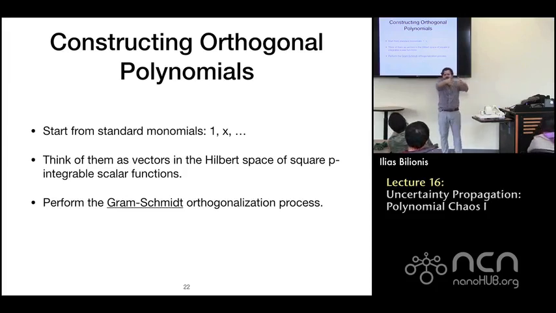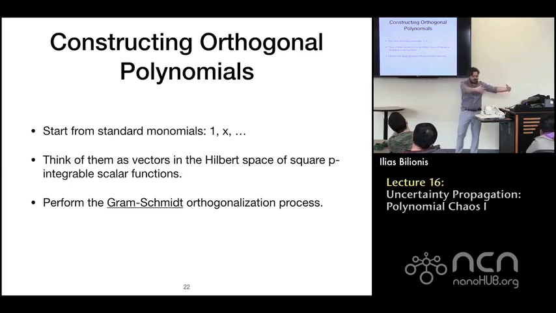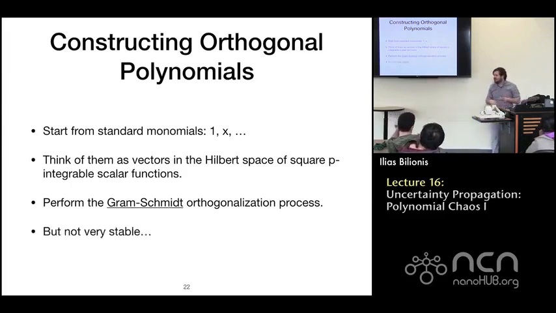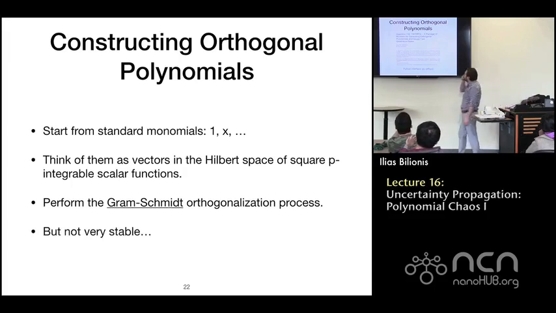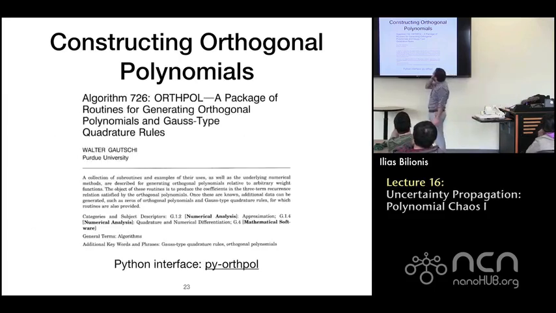It's a way to get a set of linearly independent vectors and turn them into a set of orthogonal vectors. Okay, this is what it does. Anyway, you could do that. You could start from the monomials and orthogonalize them. No problem. This is not very stable. Gram-Schmidt is not very stable, and you should not really do it unless somebody forces you to do it for some reason.